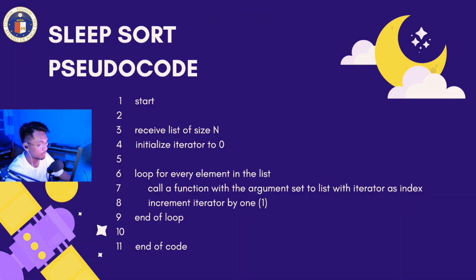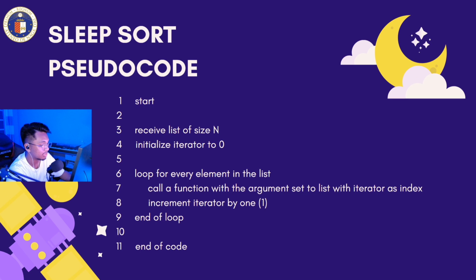Hello everyone, my name is Almond and I will be discussing the pseudocode for sleep sort. We have here the main function. So first, we start. Next, the console receives the list of size n. An iterator is then initialized to 0. And next we have the loop.